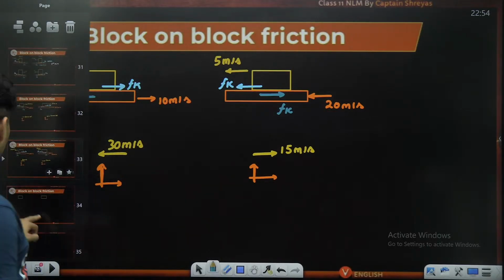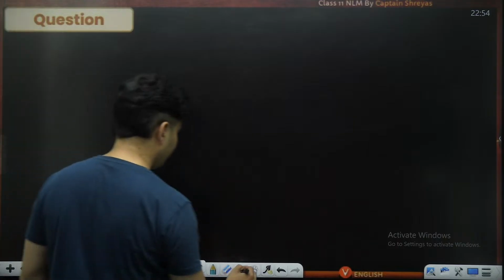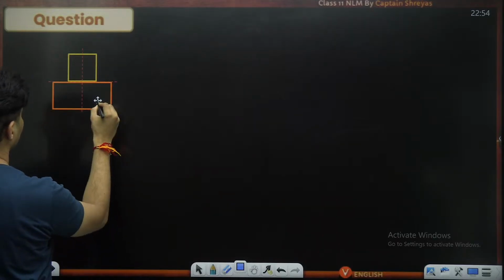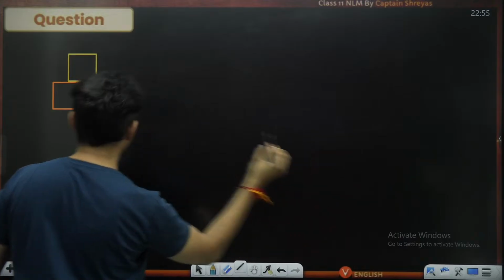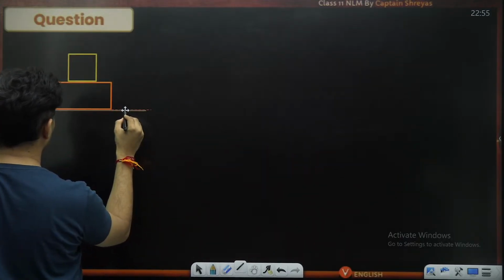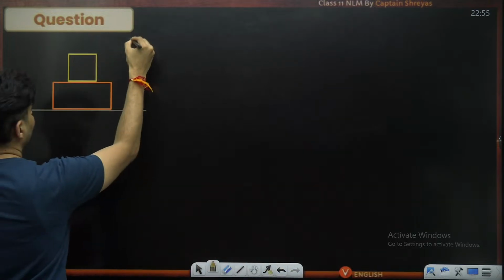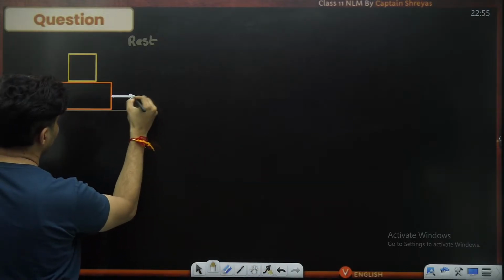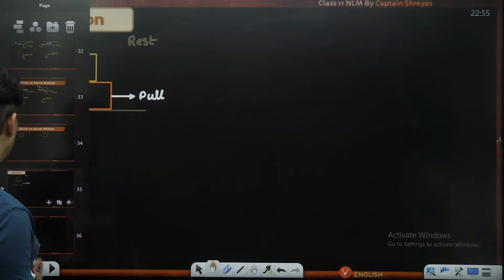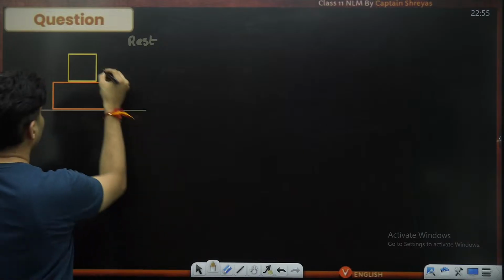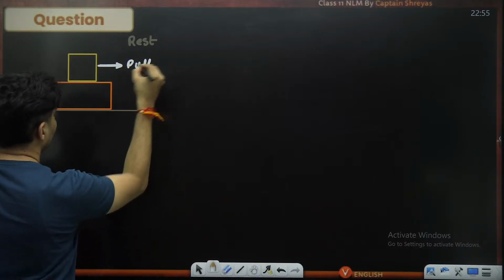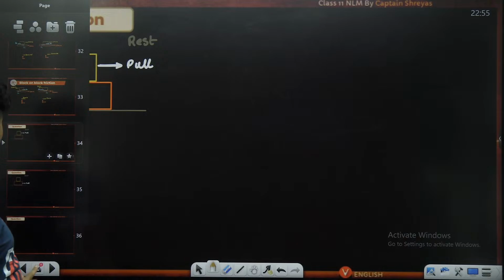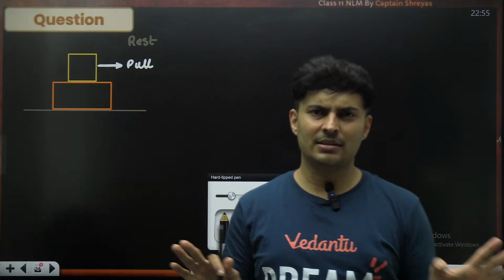Yes? Let's see whether then you can do some questions. These are some really tricky questions. Even big teachers have seen they don't solve this. Assume the entire system is at rest. And I am pulling this. Nothing moves. Second scenario. I am pulling this one. The question is to find out where all friction will act and in which direction. That's all you have to figure out. Nothing more, nothing less. Just figure out the directions of the friction.